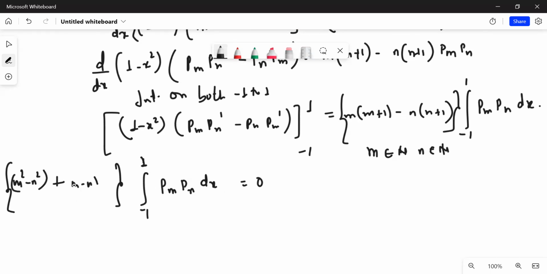So this is m minus n. So I'll write m minus n, and I'll write m minus n plus 1, because see, m minus n, if I take common, this will be minus 1 to plus 1, P_m P_n x dx equal to 0.